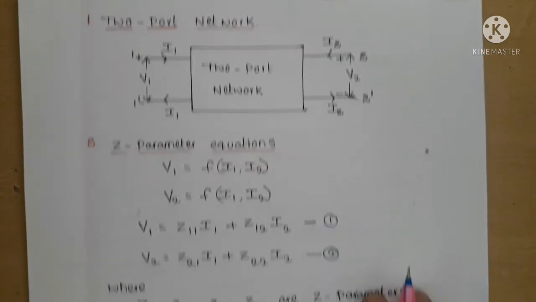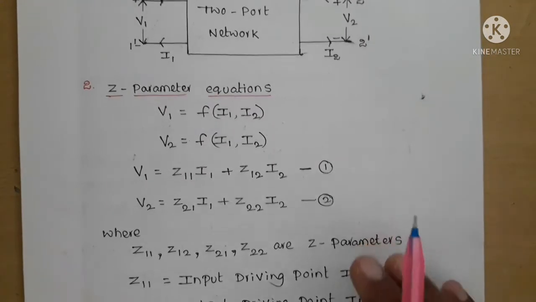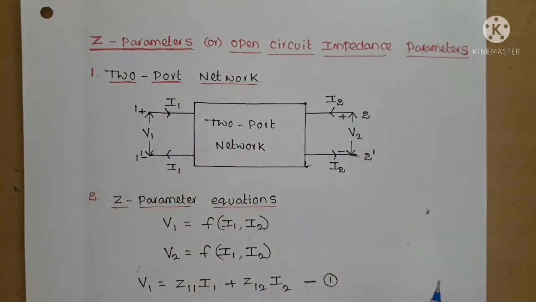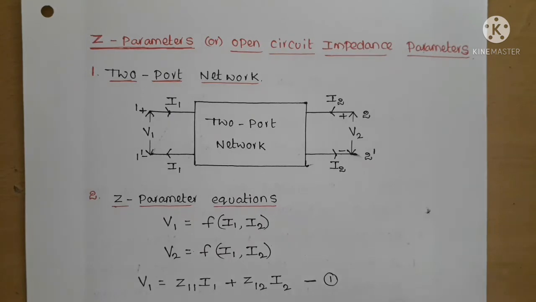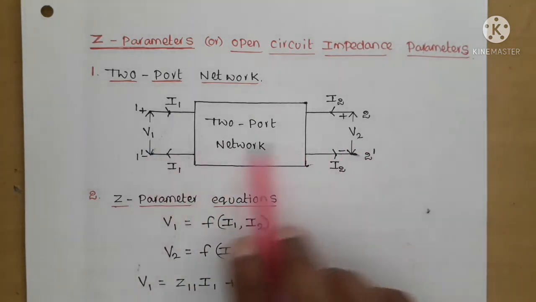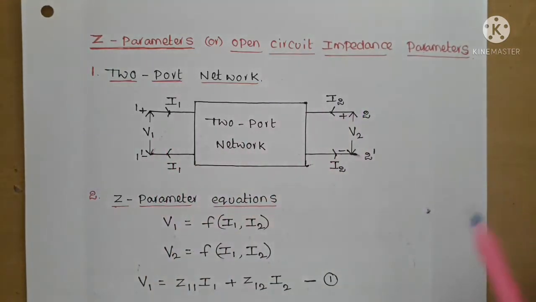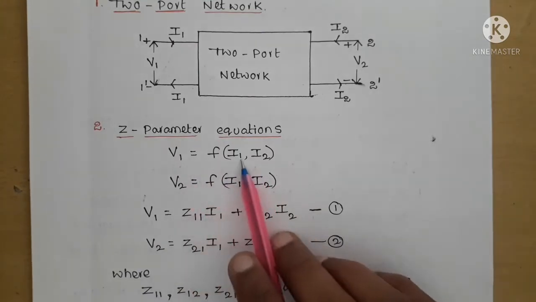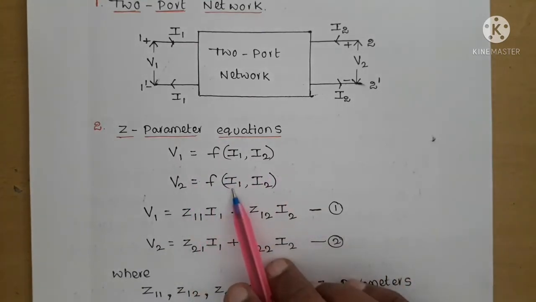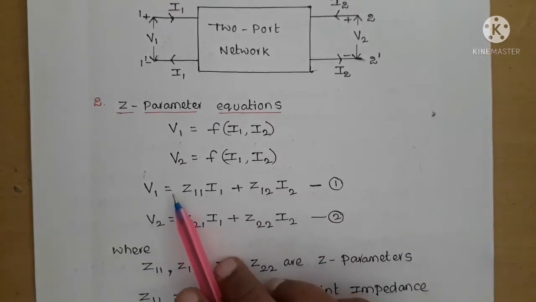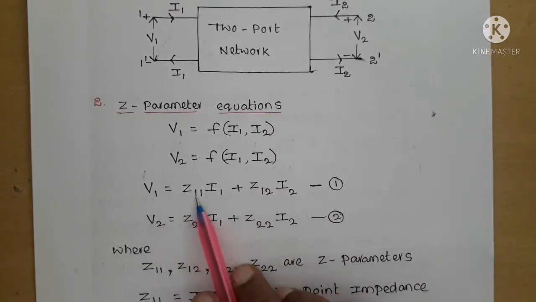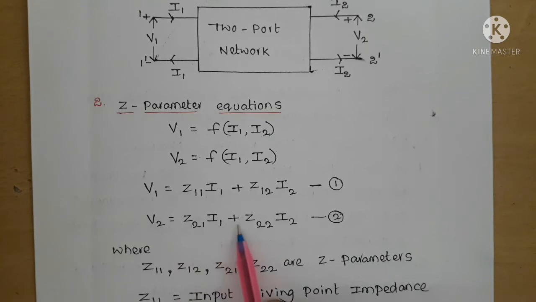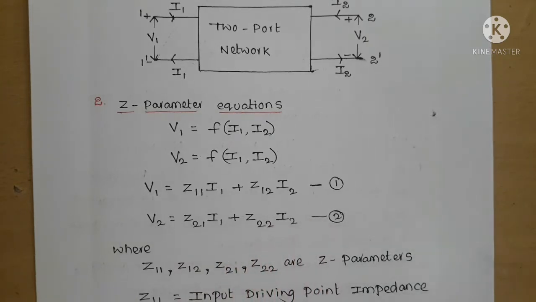Coming to the Z parameters, Z parameters mean port voltages as a function of currents. So we have to write Z parameter equations such that V1 and V2 are the port voltages and I1 and I2 are the port currents. Port voltages as a function of port currents. So V1 is a function of I1, I2, and V2 is a function of I1 and I2. We can write V1 equal to Z11 I1 plus Z12 I2. So that is the first equation, and V2 is Z21 I1 plus Z22 I2. This will be the second equation.